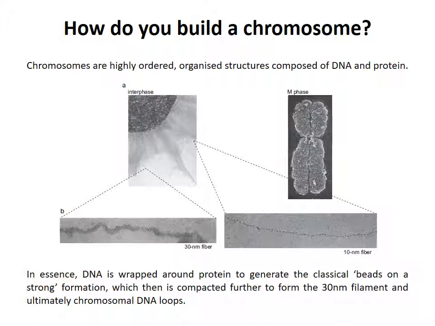So the beads on a string formation was some indication, at least, that DNA is associating with some other protein structure in order to order its assembly into chromosomes. So what exactly is that other protein, and how is it functioning?